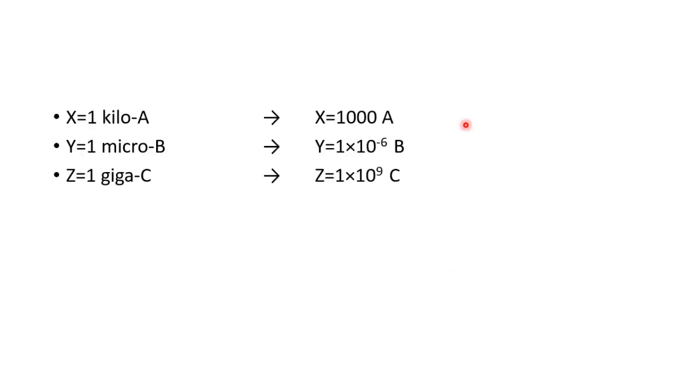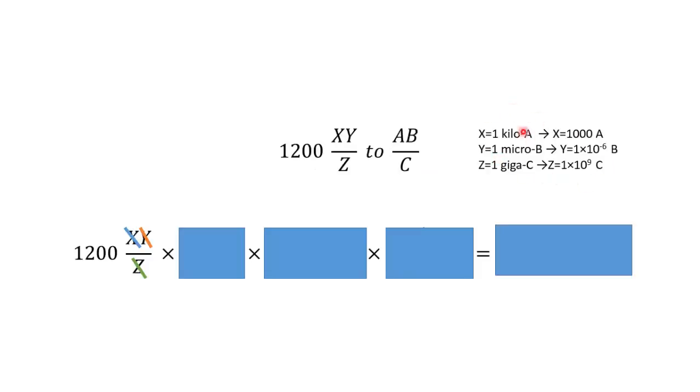First, let's write out the conversion in numerical values. If you remember the prefix table, you should be able to easily write x is 1000 A, y is 1 times 10 to the negative 6 B, and z is 1 times 10 to the power of 9 C. So let's keep our conversion table on the side to remind us, and let's get on with the actual conversion.